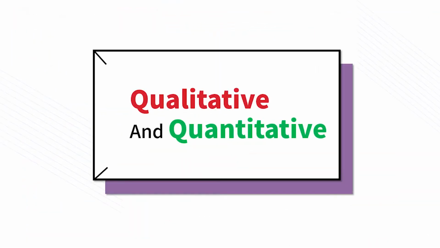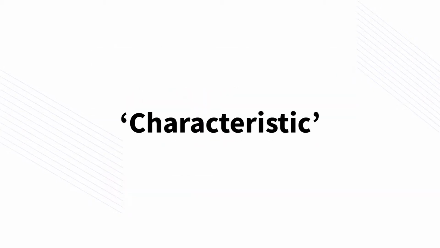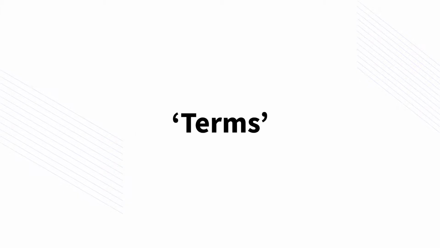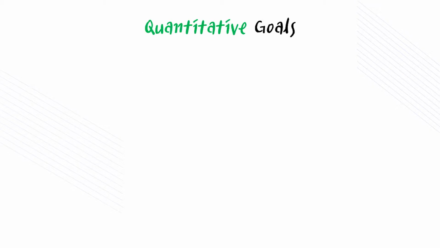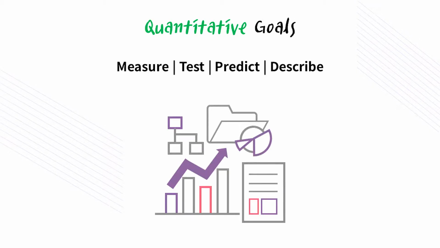Education research could be qualitative and quantitative, and it's important to understand their characteristics. We're going to start comparing the terms between qualitative and quantitative to understand their approaches. Quantitative terms are experimental and statistical. The goal is to measure, test, predict, and describe by using statistics.